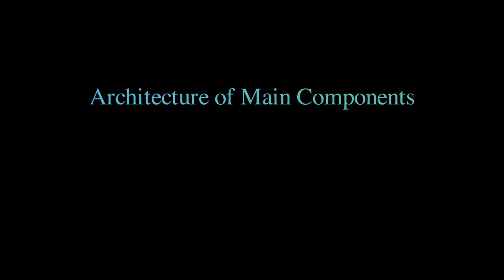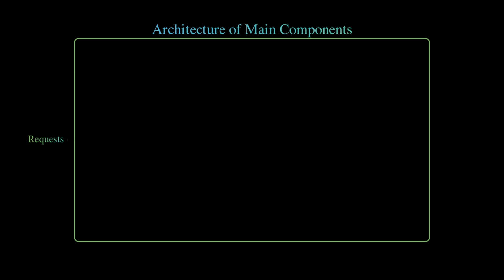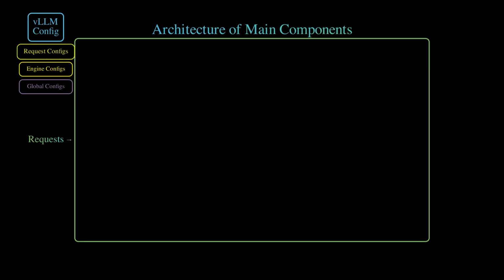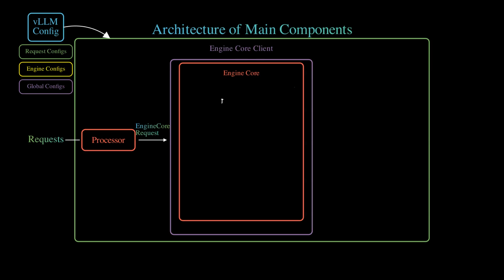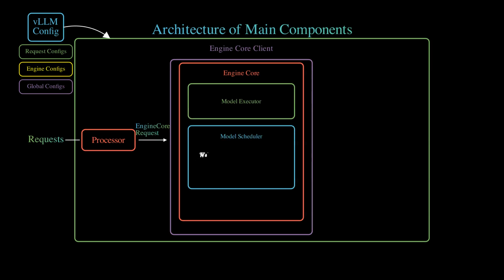In this video, we will walk through the architecture of the main components in vLLM. Suppose we have a set of requests and 3 config types. Request configs for each request, engine configs for the runtime engine, and global configs for vLLM settings. vLLM contains different components such as processor, engine core client, engine core, model executor, model scheduler, KV cache manager, and others which we will discuss in the following.